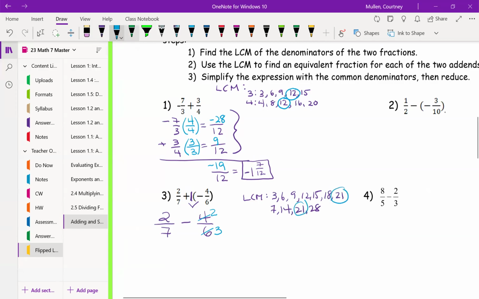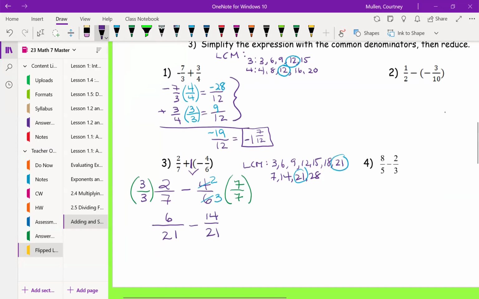So what I'm going to have to multiply by, I have to multiply 2/7 times what to get a denominator of 21? By 3, right? 7 times 3 is 21. So I'm also going to multiply the numerator by 3. And 3 times 2 is 6. Over here, we need to multiply 2/3 by what? That's right, 7/7. So 2 times 7 is 14, and 3 times 7 is 21.